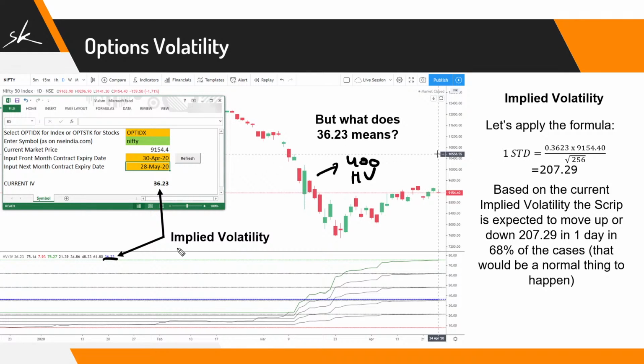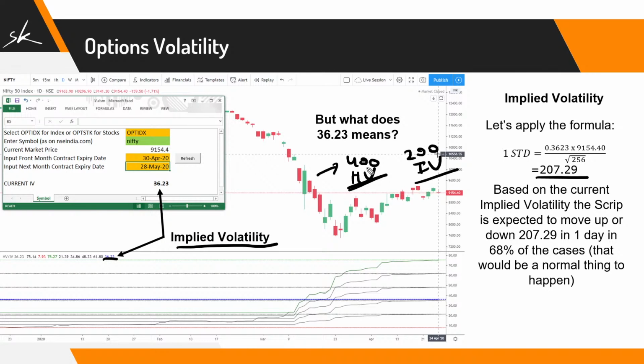And what is the implied volatility telling me? It is telling me that as of now, people believe that in the future, in one day, it can move around 200 rupees. This is my implied volatility. So this has been happening in the past, and this is what people are expecting in the future. So currently, is the implied volatility high or is it low? That is what we will be understanding.